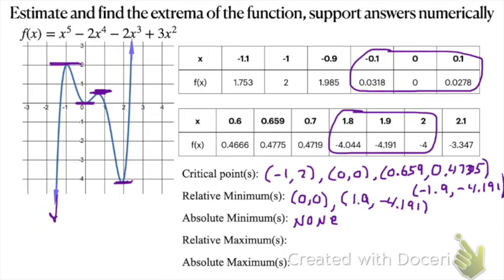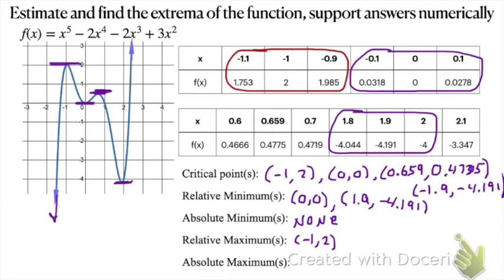We're looking at the tops of our hills, and again, when I did my calculations, I found that negative 1 goes to 2. And again, I give you points around it to show that is indeed the top of a hill. Look at these three, you'll see we have from 1.753, then it goes to 2, then back down to 1.985.